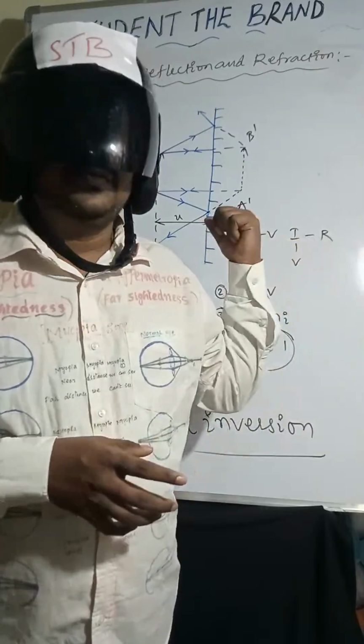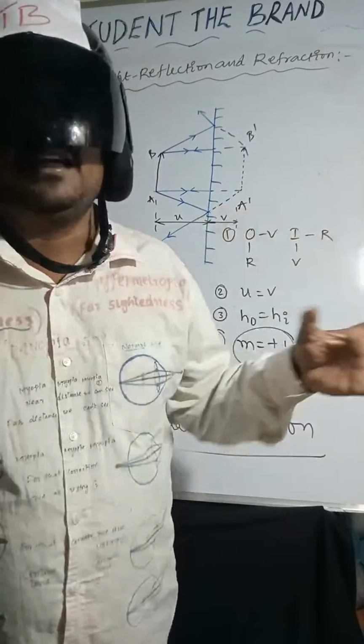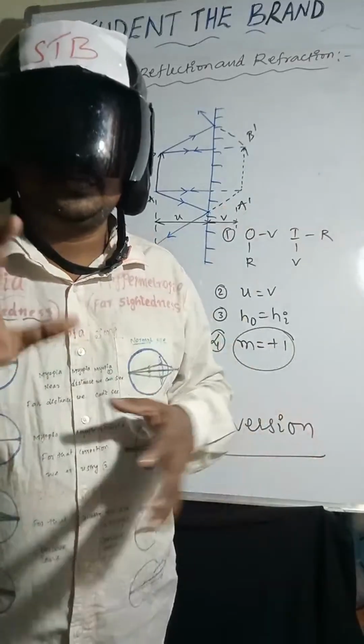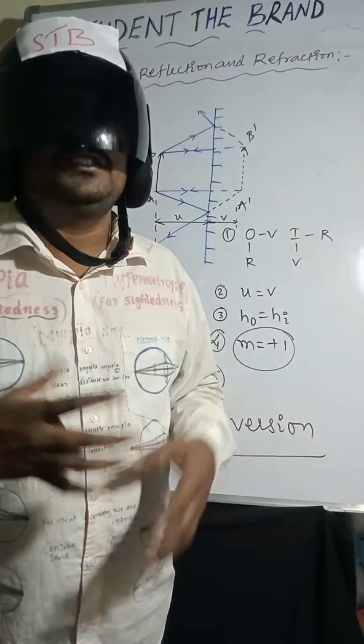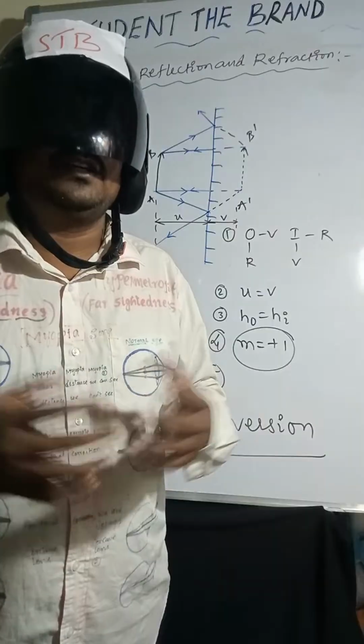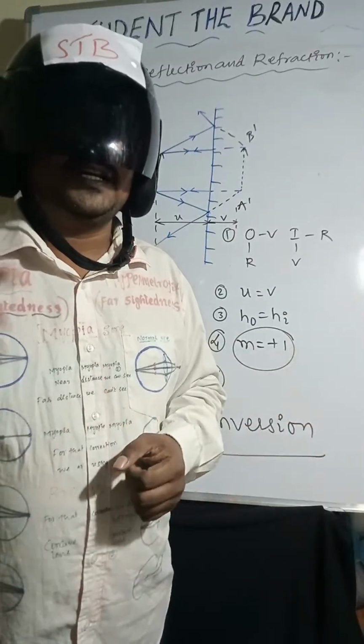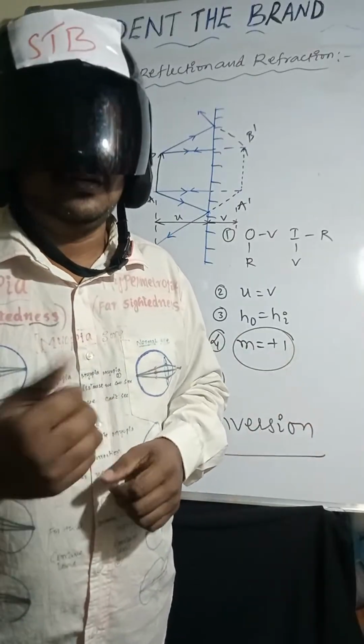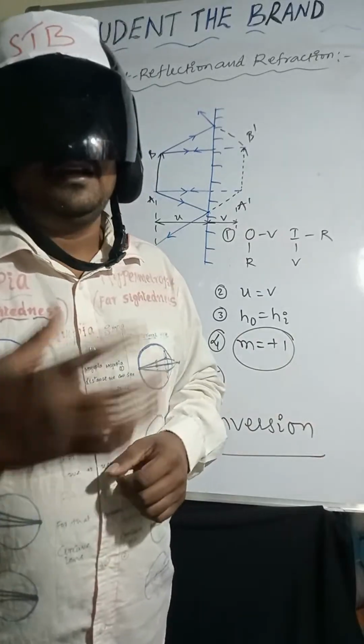Now we are going to discuss spherical mirrors. The mirror which is in the form of curved shape is called a spherical mirror. Spherical mirrors are divided into two types: concave mirror and convex mirror, depending on the reflection of light.